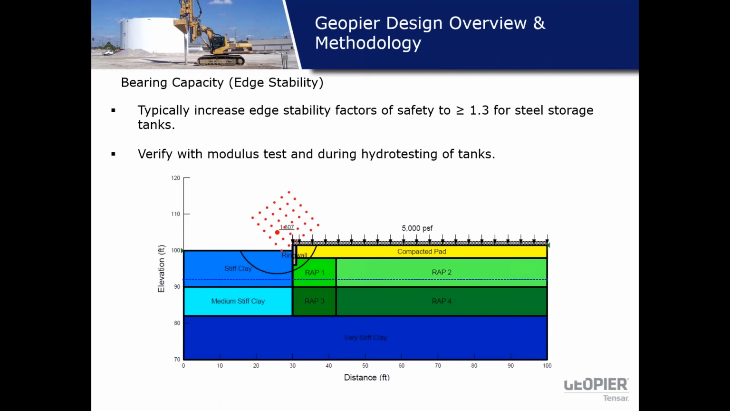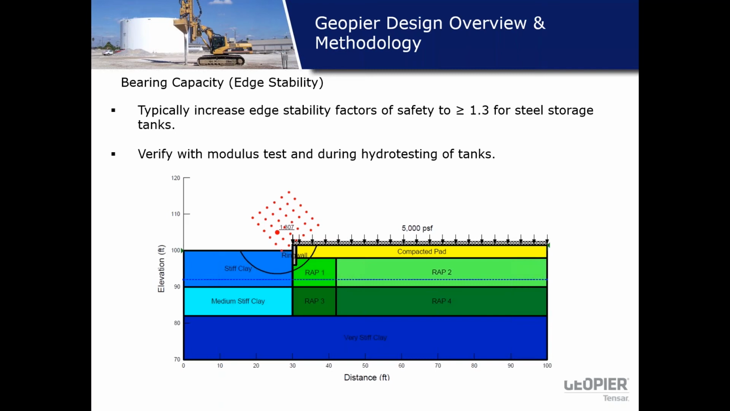Once the Geopier system is installed, you run the slope stability analysis, and as you see, your factor of safety in this case is 1.6. So when tank pressure of 5000 psf is applied, the native soil factor of safety was 1.1. With Geopier system, you could increase the factor of safety to 1.6.